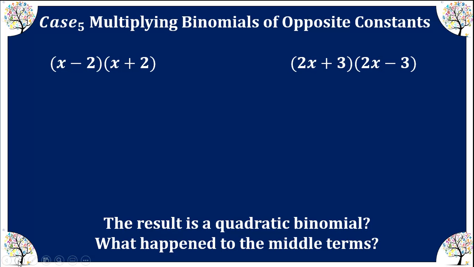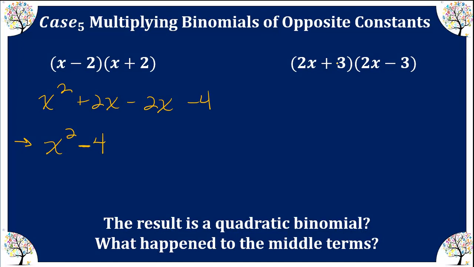So this is when we're multiplying binomials that have constants that are opposites. So notice in our first example, we have -2 and +2. When we distribute, we get x squared plus 2x minus 2x minus 4. The two middle terms, when we combine, will cancel out and we'll be left with a binomial. Notice that this is a difference of two perfect squares. There is no linear term. This is called the difference of two squares.